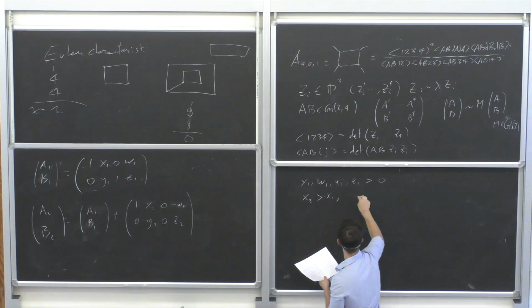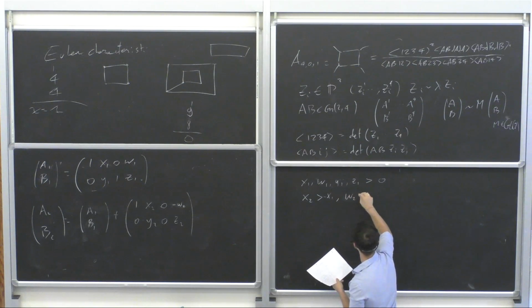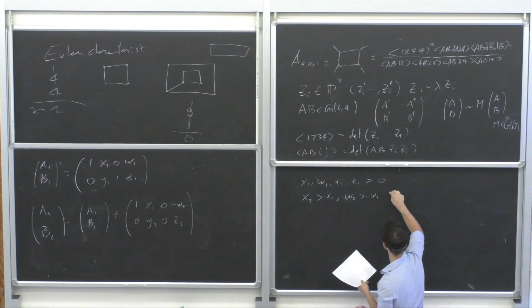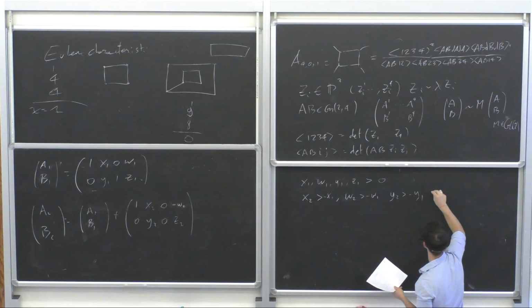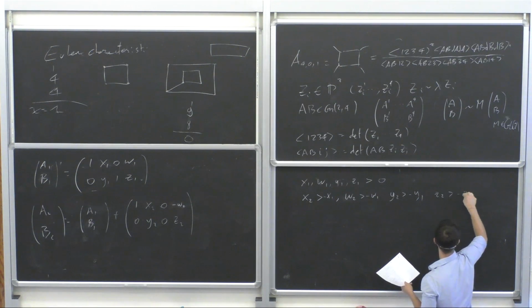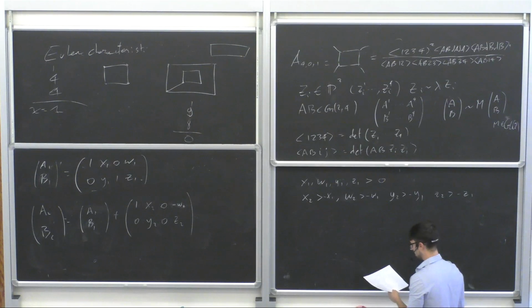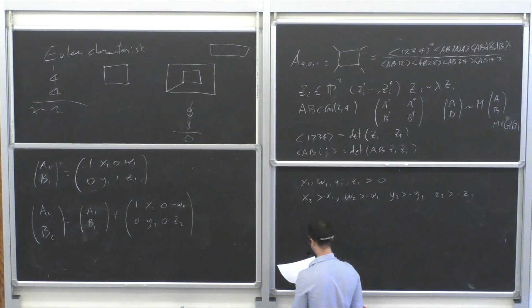And same for all of this. Well, w2 must be bigger than minus w1. y2 must be bigger than minus y1. And z2 must be bigger than minus z1. Okay. And then we have the degree 2 polynomial.